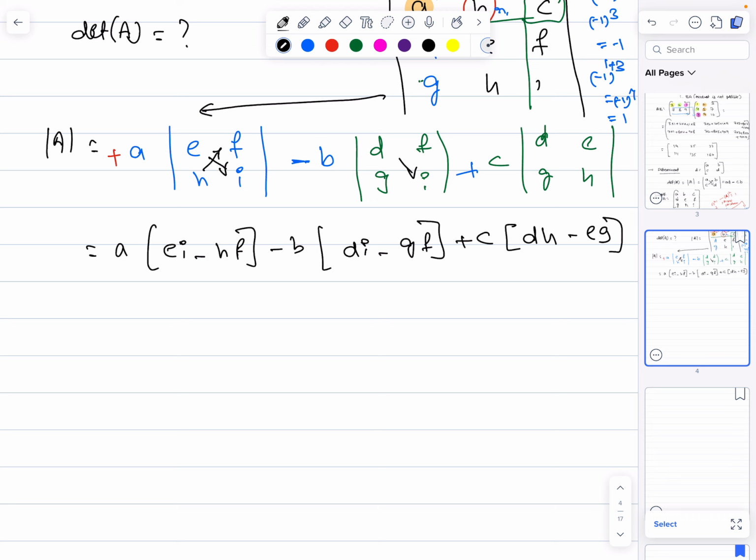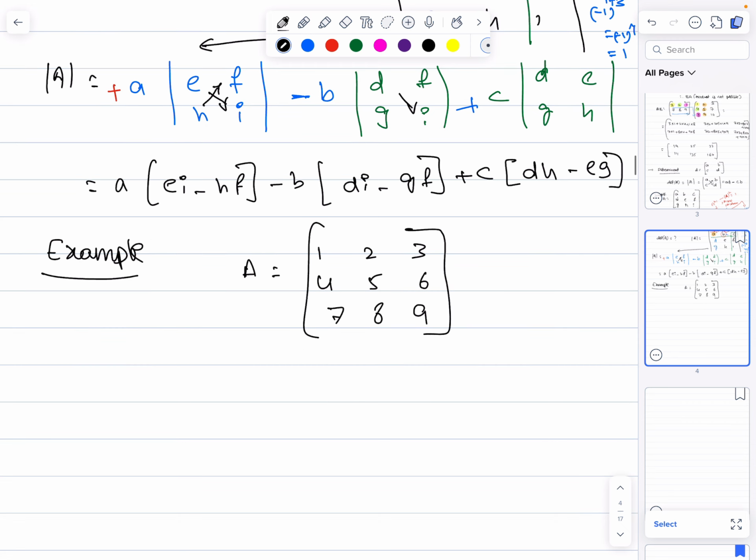Now, example. I am taking an example, that is A is equal to 1, 2, 3, 4, 5, 6, 7, 8, 9. You are finding the determinant. Determinant of A is equal to, so we write vertical braces, that is the standard notation for the determinant.